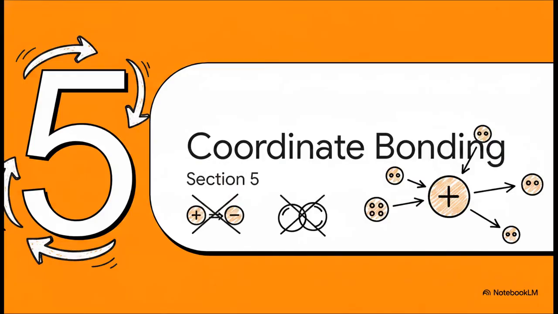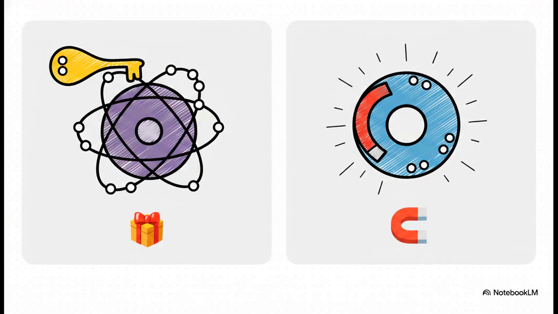Section 5. Mechanics of coordinate bonding. Now let's shift gears entirely away from standard sharing to a very special relationship known as the dative or coordinate covalent bond. Forming this requires some specific anatomical traits. We're looking at Lewis bases and Lewis acids. Now, what's really interesting about this slide is the requirements. A Lewis base acts as the donor. It absolutely must have a fully complete octet and at least one lone pair of electrons that isn't doing anything. A Lewis acid is the acceptor. It must have an incomplete octet and an entirely vacant orbital ready to receive a pair of electrons.